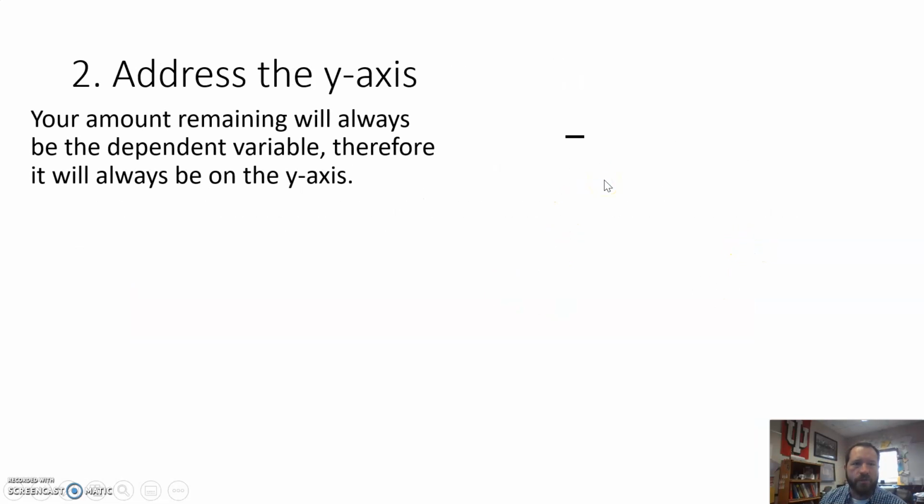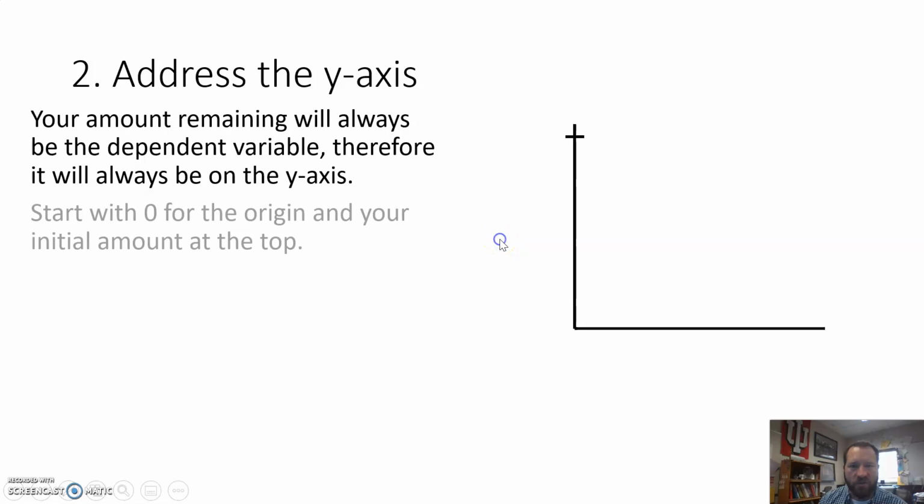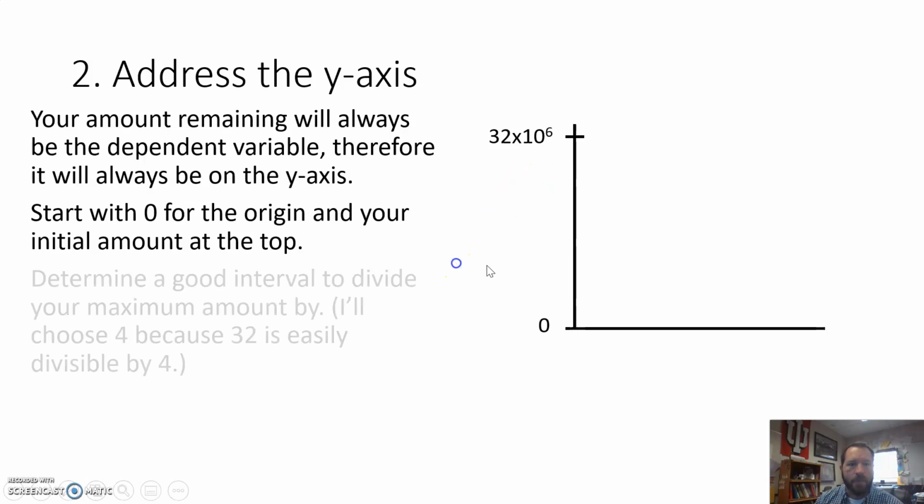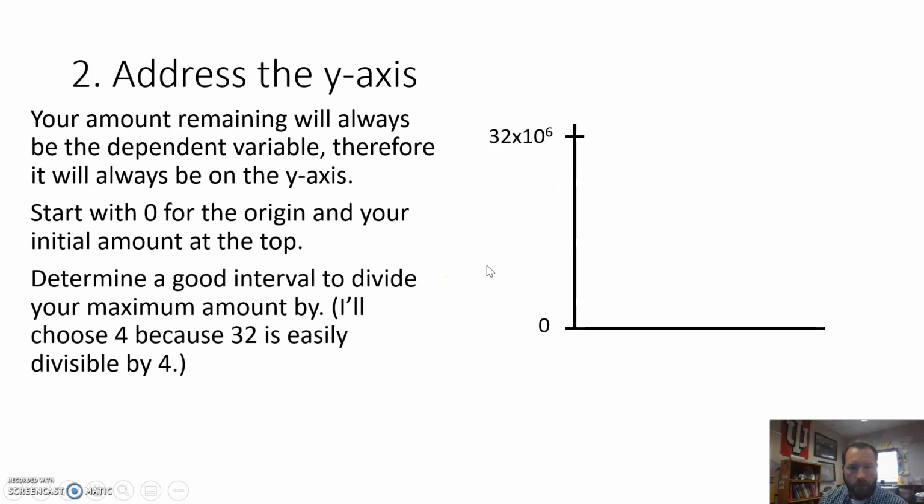So first step is we want to label and address our y-axis. So there's your y-axis, there's your x. Start with 0 at the bottom. So there's that, and your maximum amount, your initial amount, which was 32 million atoms, on top. Next, we want to find a number that 32 will be divided by pretty evenly. I went ahead and chose 4. 32 divides by 4 nice and easily.